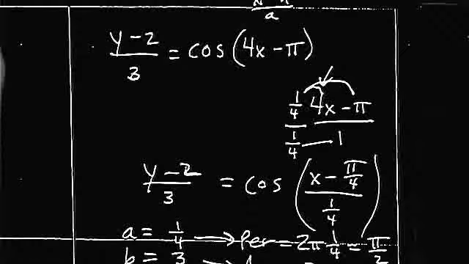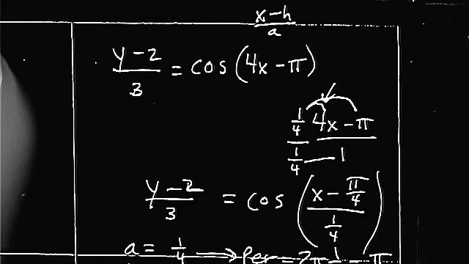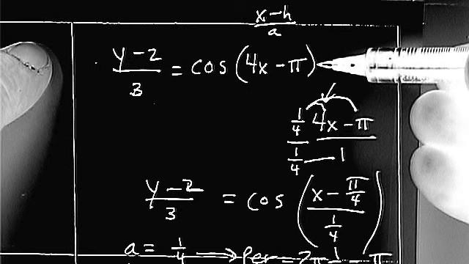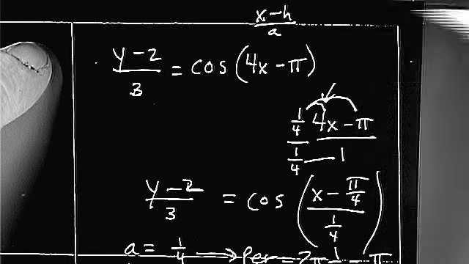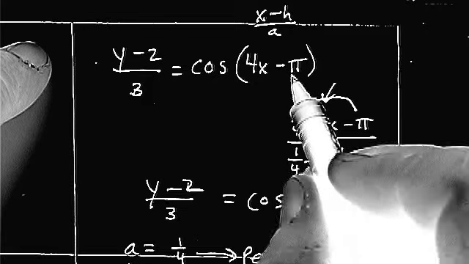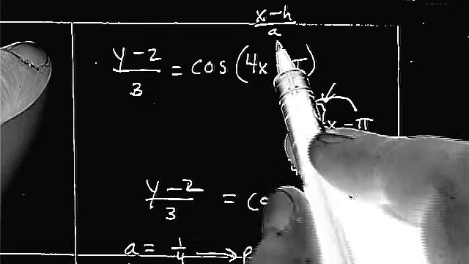What if we try to put them together? We try to have a scale change and a translation all at the same time. Well, you'll notice that this 4x minus pi is not in the same form as x minus h over a.